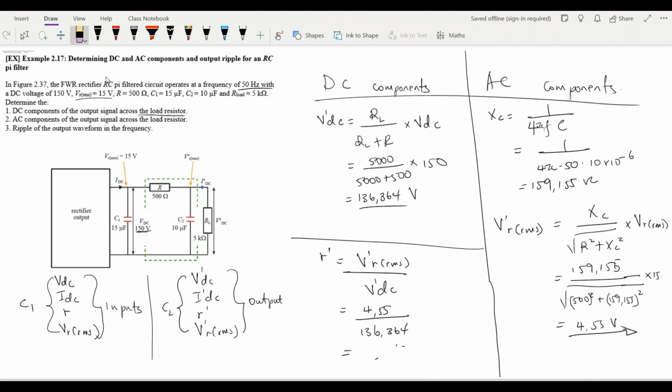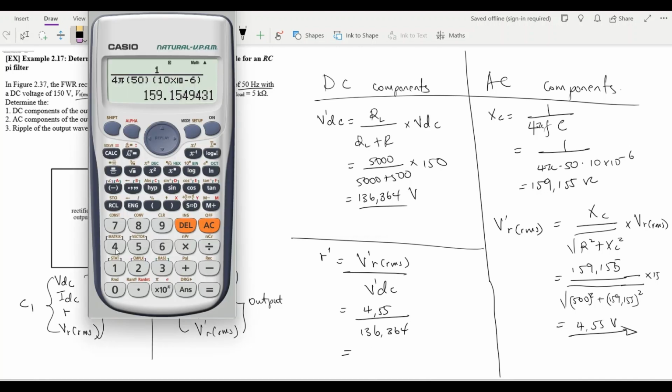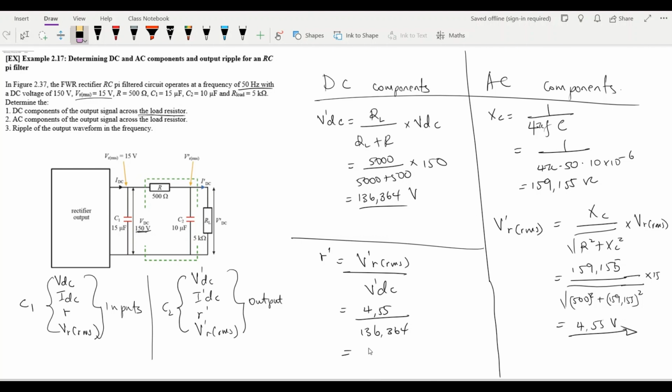Let me punch that. Divided by 136.364, that will be 0.033. No SI units. That is how you tackle this question. That's how simple it is. That is as straightforward as you'd want it to be in this type of a circuit.